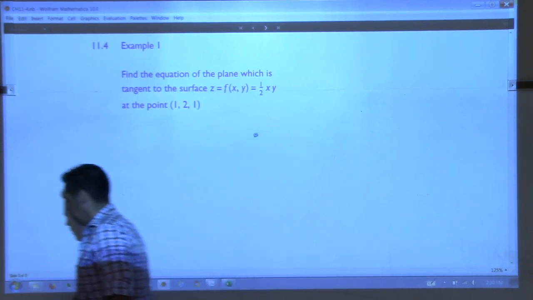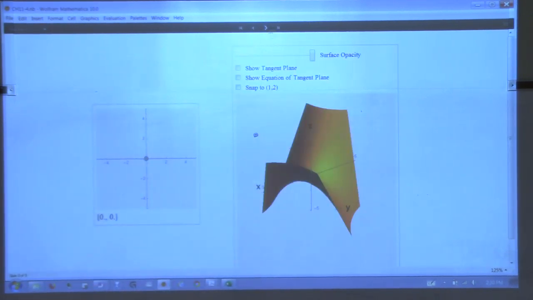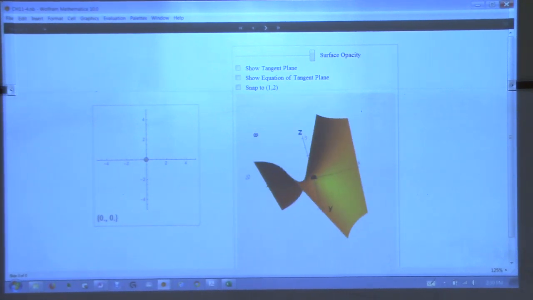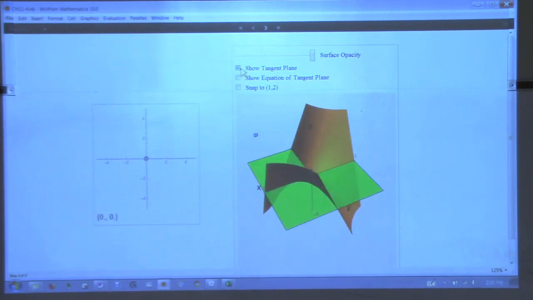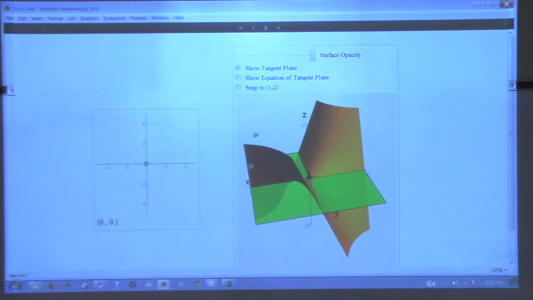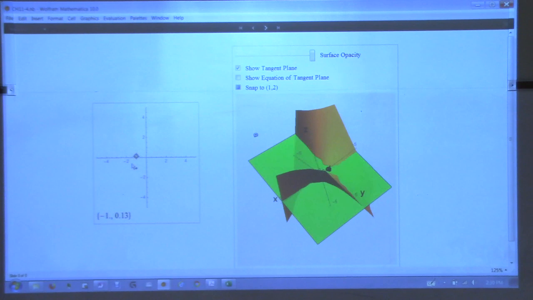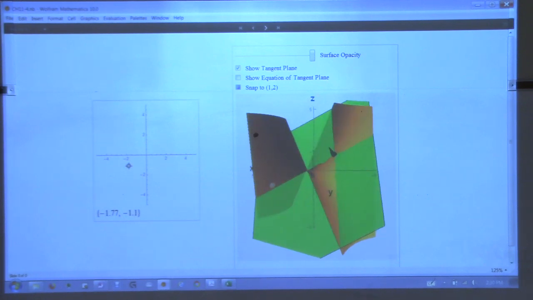Okay. So there's the surface. This is 1/2 x times y. All right, there it is. And here I have the computer doing tangent planes for us. I can move this plane around wherever I want on this surface. So you can see at different points, I have different tangent planes, right?